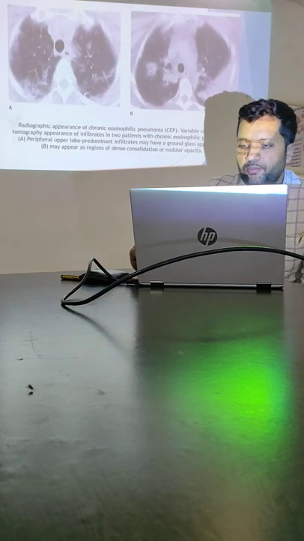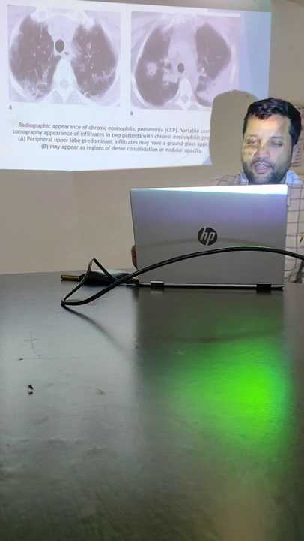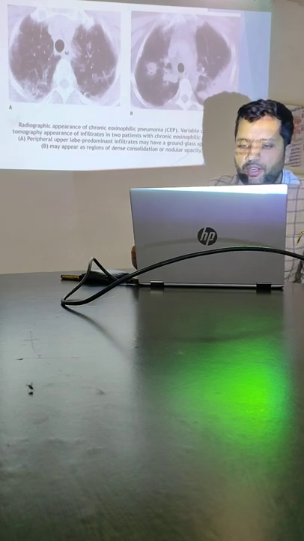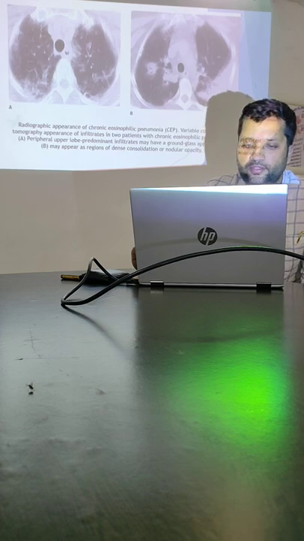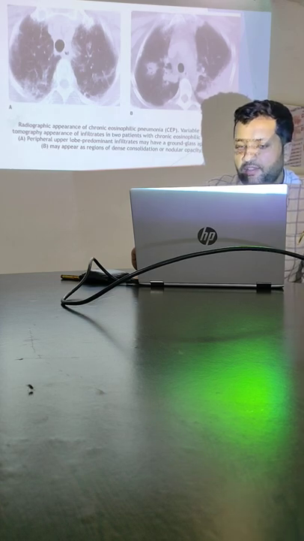This is the appearance of CEP on chest X-ray; compare the CT appearance. First, peripheral upper lobe predominance, and the infiltrate may have a ground glass appearance. Second, it may appear as regions of dense consolidation or nodular opacities.